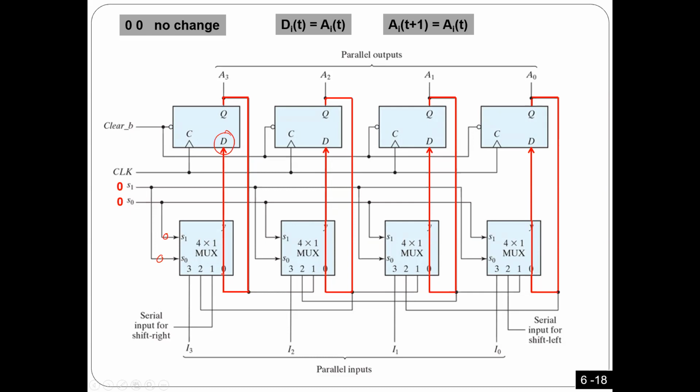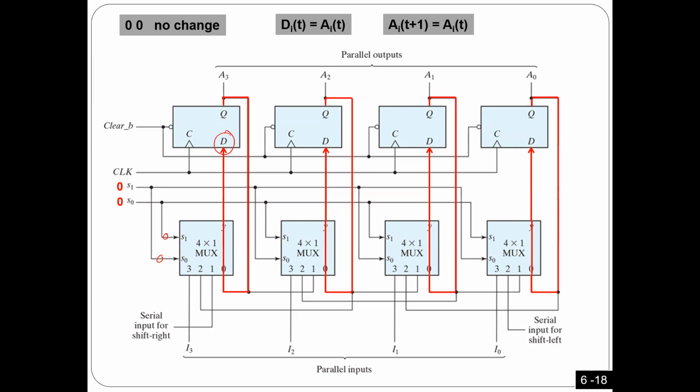Okay, how can I make no change? All I know is that if I put 0 0, the input here is going to be connected to pin number 0. We agree on that. So the question is: what should I put in pin number 0 in order to make no change? You got the point?